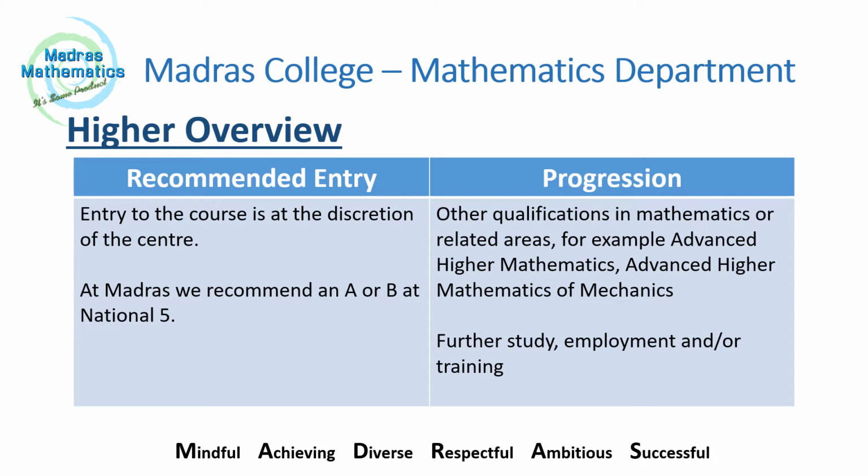In terms of achieving entry to higher mathematics, the SQA leaves it down to the discretion of the centre. At Madras, we recommend that candidates should have achieved an A or a strong B qualification at National 5 Maths to achieve entry to higher. In terms of progression after higher, if you've been successful, we obviously can run the Advanced Higher Mathematics course as well as the Advanced Higher Mathematics of Mechanics course. This session, unfortunately, the mechanics course is not running, but we're hoping to get it up and running again next session. This qualification also leads on to supporting areas in further study, employment and training.